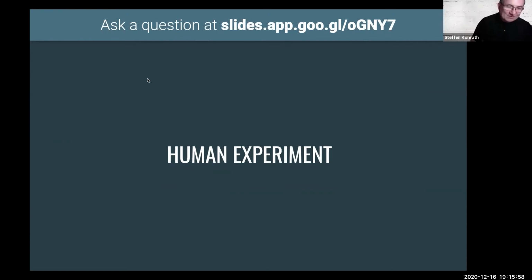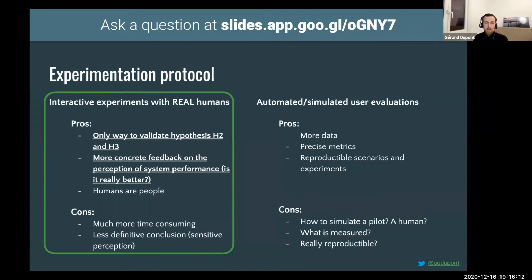Don't worry. So the last part, which was actually the most interesting part for me, was the human experiment. I'm a bit biased because I love human experiments, in the good way, of course. But to be clear, in this kind of system, you can implement different experimentation protocols. There is, let's say, the interactive experiment with real humans and the automatic experiment with simulators. As I said, I'm a big advocate of interacting with real humans.